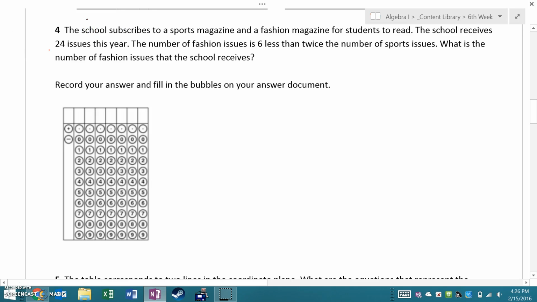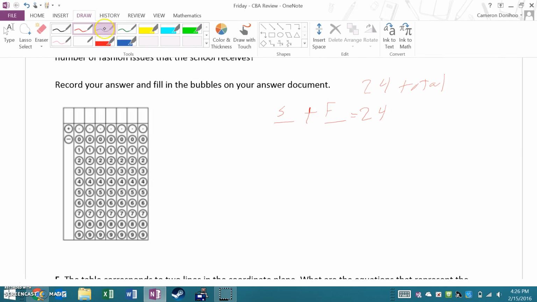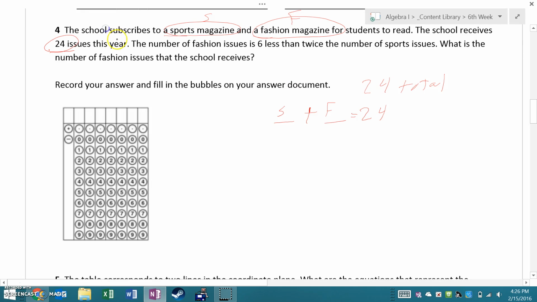Okay, looking at number 4, this is the second page. Students subscribe to a sports magazine, I'll use an S for that, and a fashion magazine, I'll use an F for that. The school receives 24 issues a year. Now, the number 24 is a total, so that means I'm going to have something adding up to give me 24. Because it's the number of issues, I'm going to add up the number of sports and the number of fashion issues. The next part is to use the third sentence here.